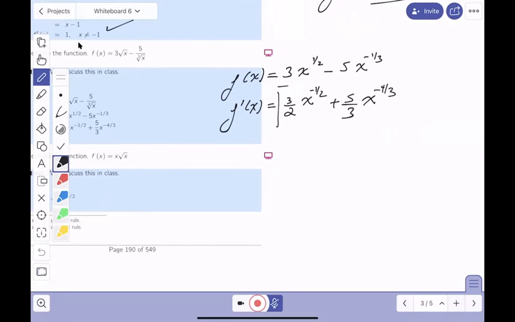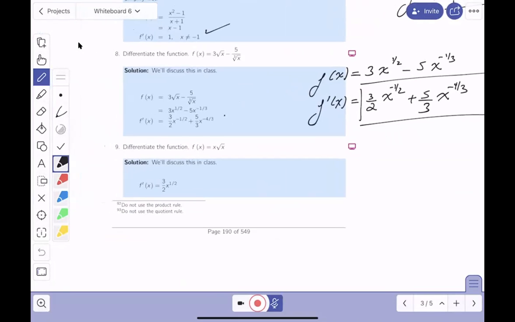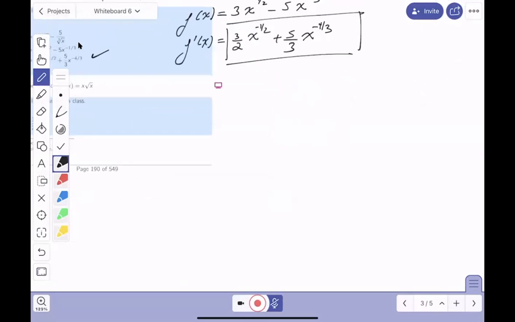I don't mind this answer. However, if you want to rewrite it, you can. Let's just check it. 3 halves x to the minus 1/2, plus 5/3 x to the minus 4/3. Yeah, I want to point out what I mean by rewriting it. Some students will write this down instead.